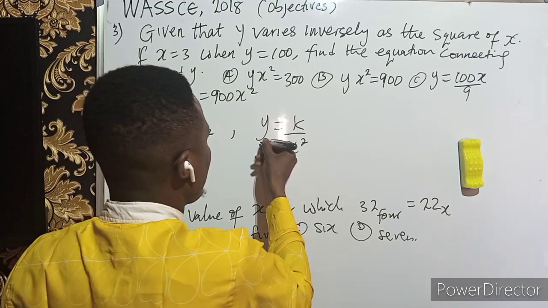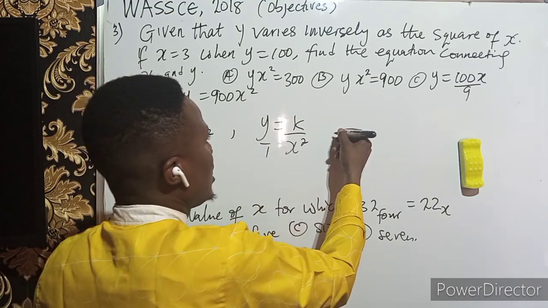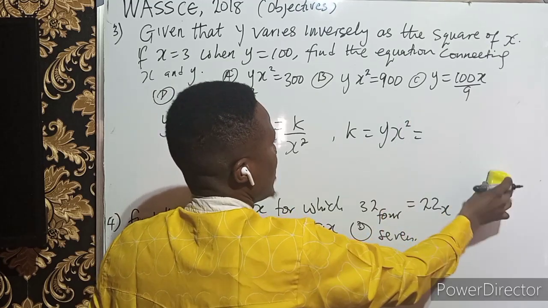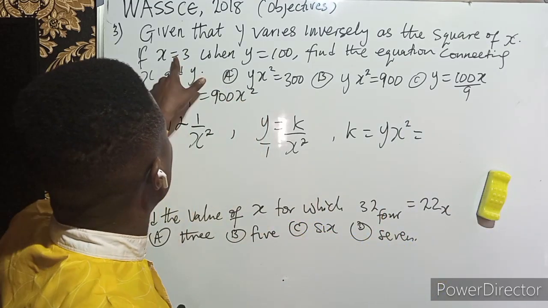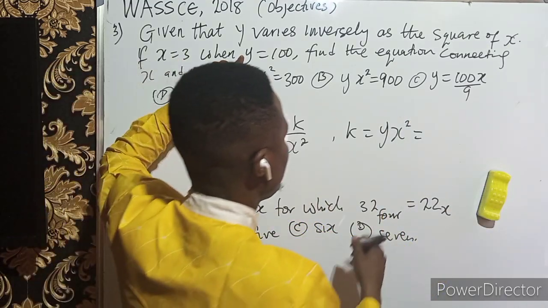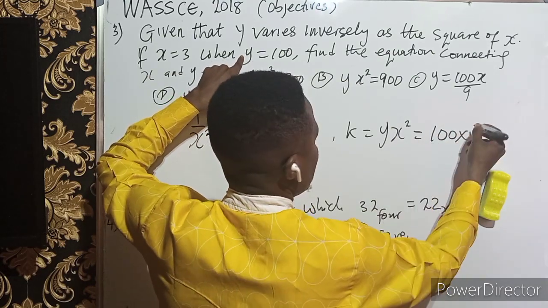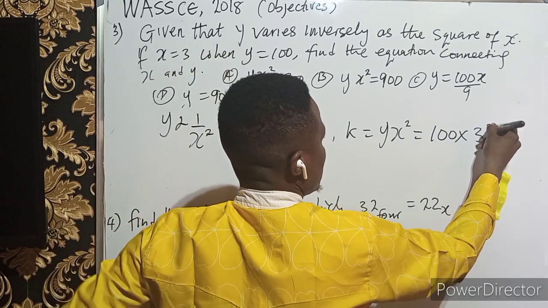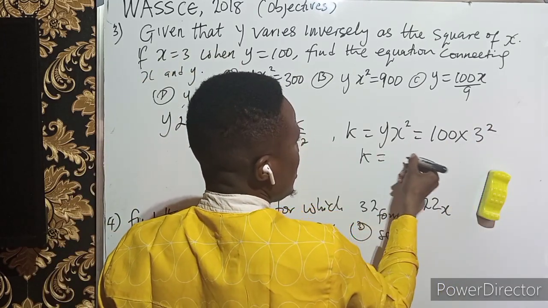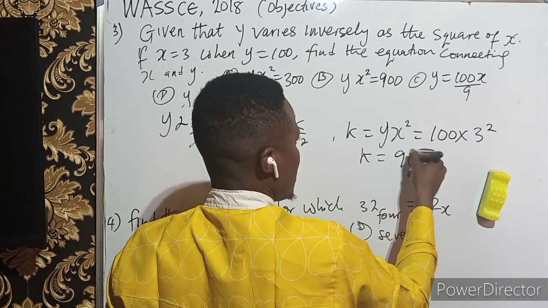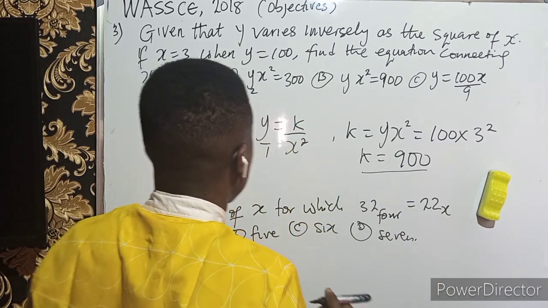Okay, now if I cross multiply, I'll have that k is equal to y x squared. And remember, our x is 3 and y is 100. So seeing y, I'll put 100, times seeing x, I'll put 3 squared. So k will give me 3 squared is 9. 9 times 100 is 900. So the value of k is 900.